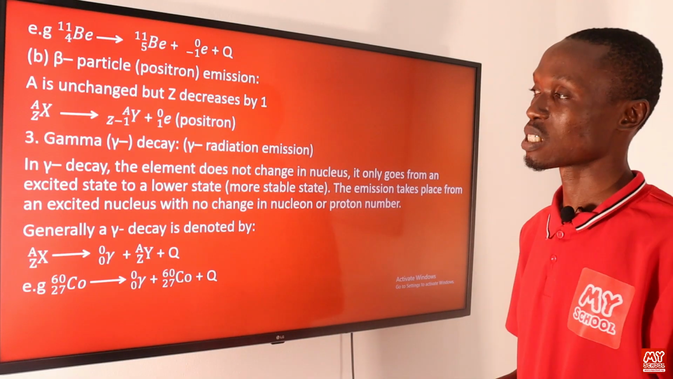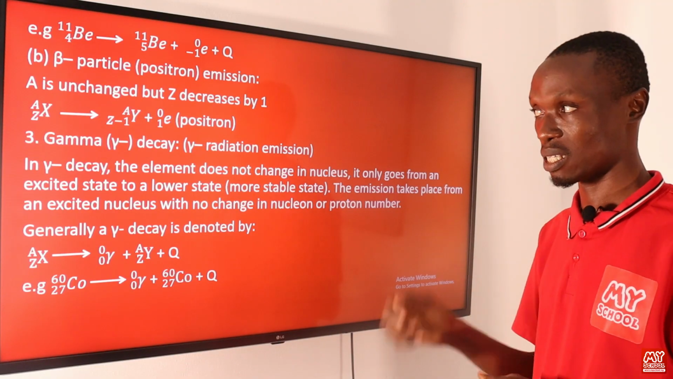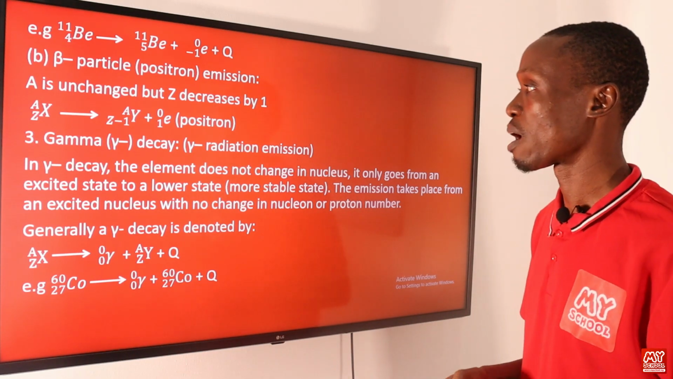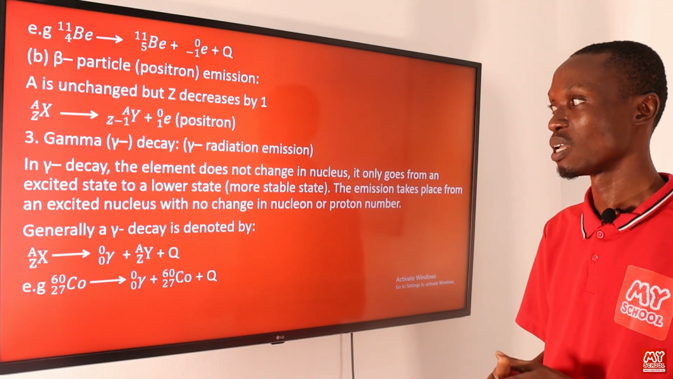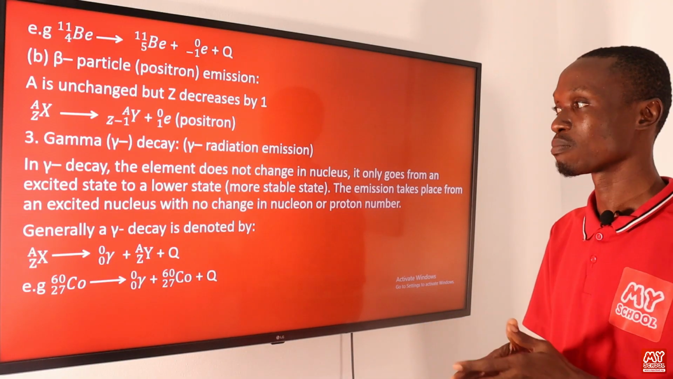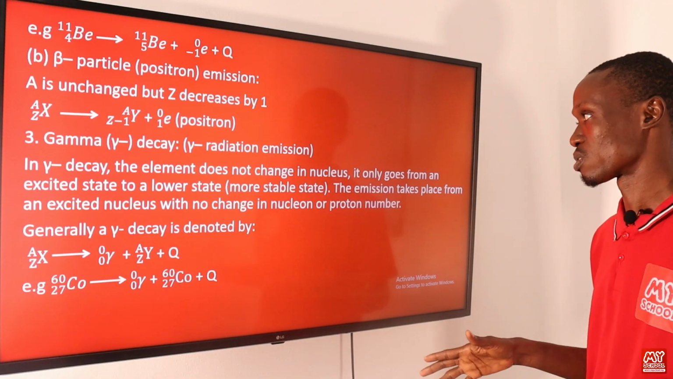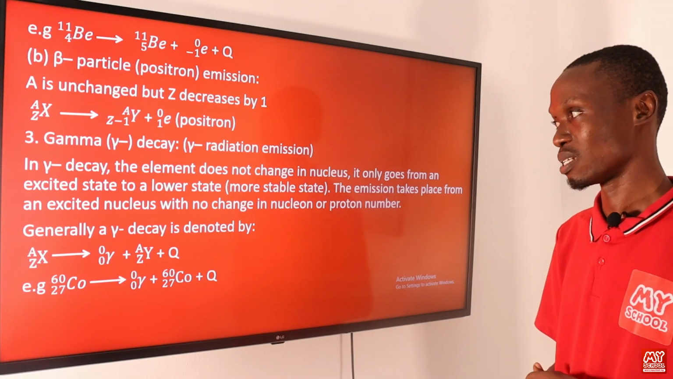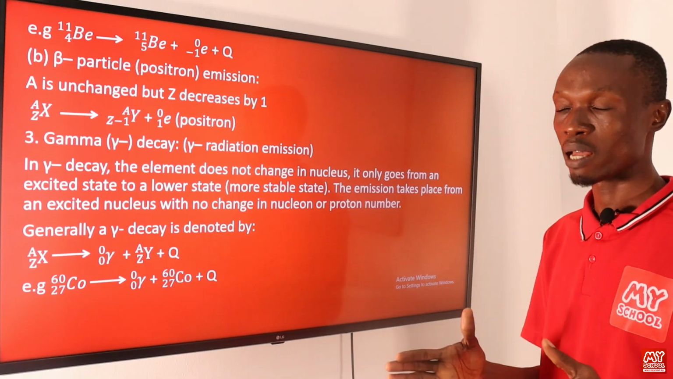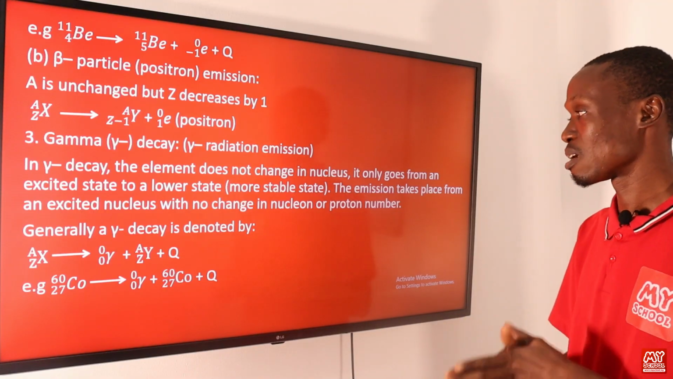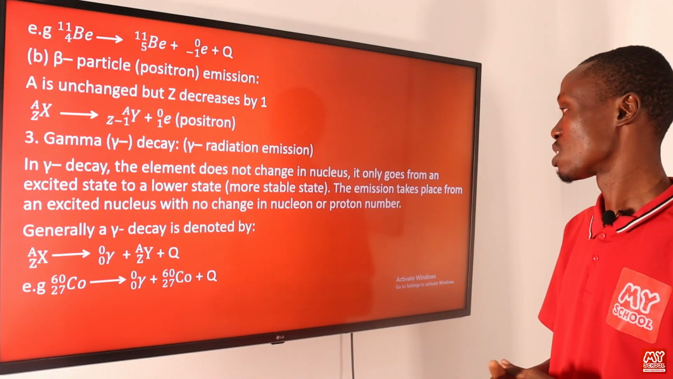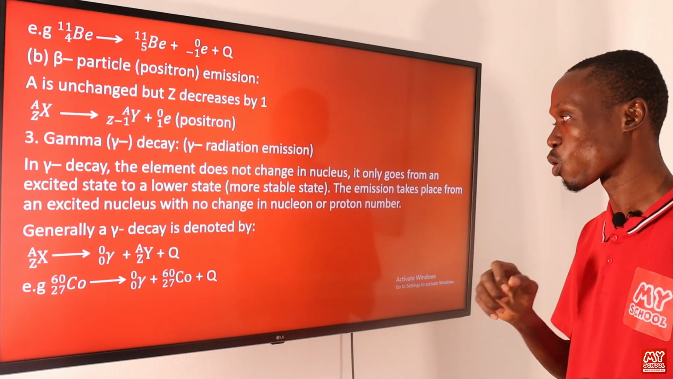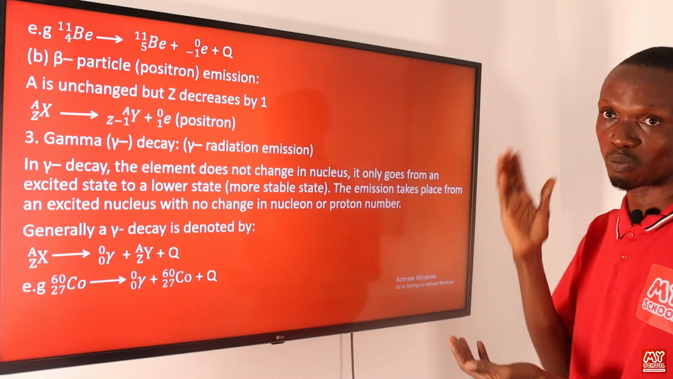While the third type of decay is called gamma decay. Gamma decay leads to the emission of gamma radiation. In gamma decay, the element undergoing decay does not change in nucleus. It only goes from an excited state to a lower state, that is, it moves from an unstable state to a more stable state. The emission takes place from an excited nucleus with no change in nucleon or proton number. So everything remains the same.